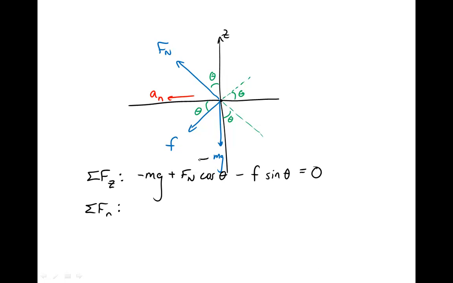Then in the normal direction, gravity has no component in the normal direction. But here's a component of friction in the normal direction. That's F cosine theta. And that's in the normal direction, so that's positive. And then here's a component of the normal force in the normal direction. And that's going to be plus F normal sine theta. Got to be a little careful on these terms, normal. This is normal to the curve, and this is normal to the curvature of the motion. They're not the same normal. And this is going to equal then mv squared over the radius of curvature of the road.